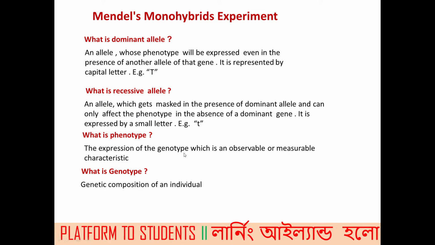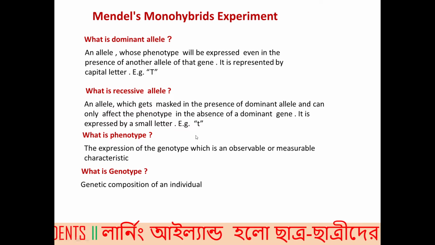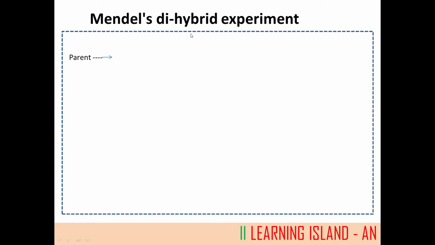So let us go to his dihybrid experiment. In the dihybrid experiment also he had taken pea plants. In this case he had taken two characters, that's why it is called a dihybrid cross.